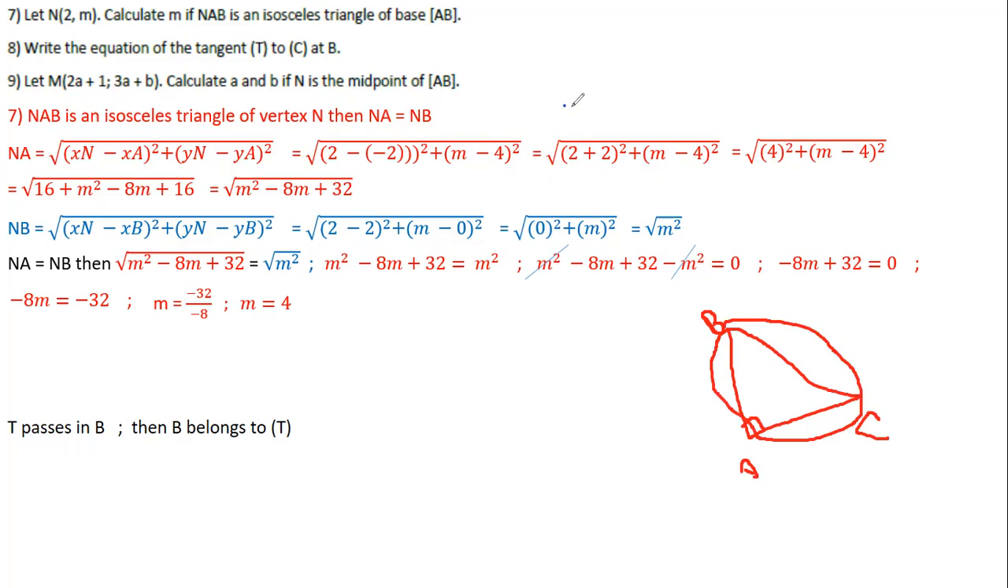What it is telling us now is that T is a straight line. It is a straight line tangent to the circle at B. This is the straight line T, which is tangent to the circle at B.